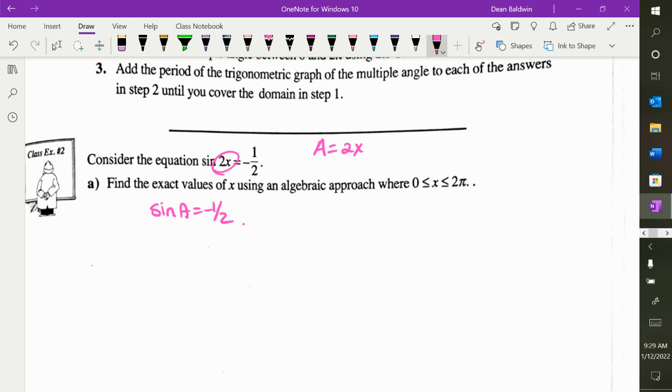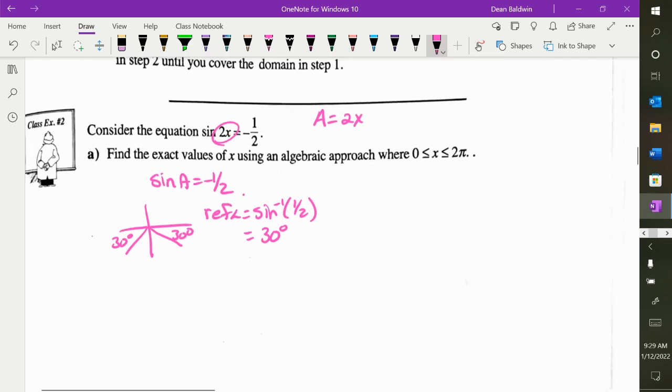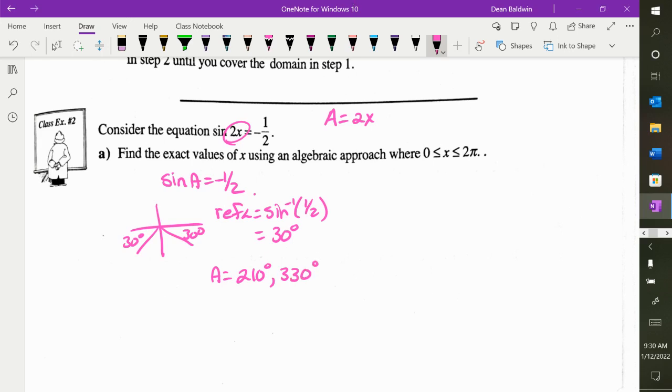That is exactly the same as what we did in Trig 1. To solve this, the way it's written right now, what quadrants is sine negative? 3 and 4. What is my reference angle? 30 degrees. You can do special triangle or you can do your calculator. It doesn't matter. So what does a equal? 210 and 330.